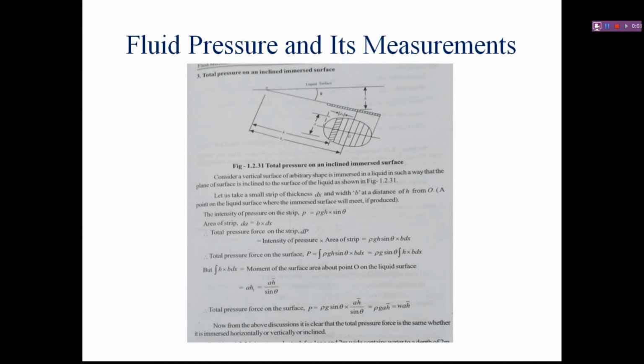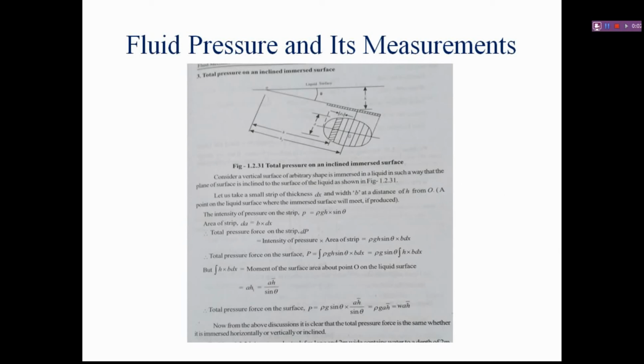P is equal to rho g h into sine theta. We have to construct a triangle for that. So we'll get rho g into h sine theta. Sine theta means opposite by hypotenuse, which we can see from the triangle. If you construct a triangle, you can see what sine theta is. From the triangle, h is the hypotenuse and h bar will be the opposite side. We will look at that later.